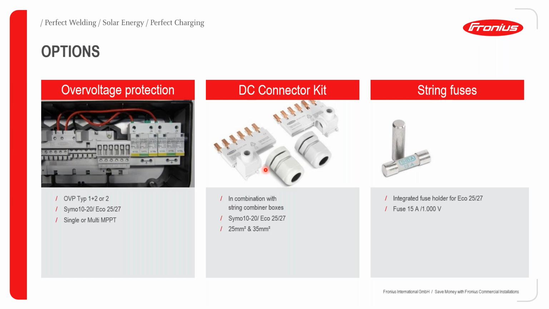We have the DC connector kit. So in the case where we necessarily need to use combiner boxes, you can now use this DC connector kit to implement this and have cables of larger cross-sectional areas of up to 25 mm squared or 35 mm squared. And of course, we have string fuses recommended, 15 amp fuse per 1000 volts. And these fuse holders are already integrated into the ECHO 25 and 27.